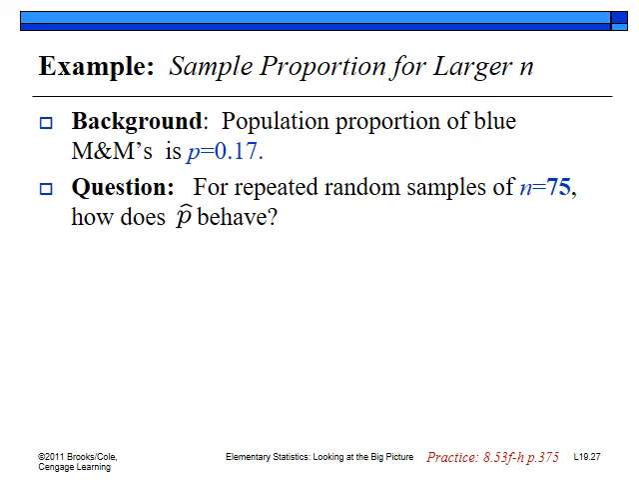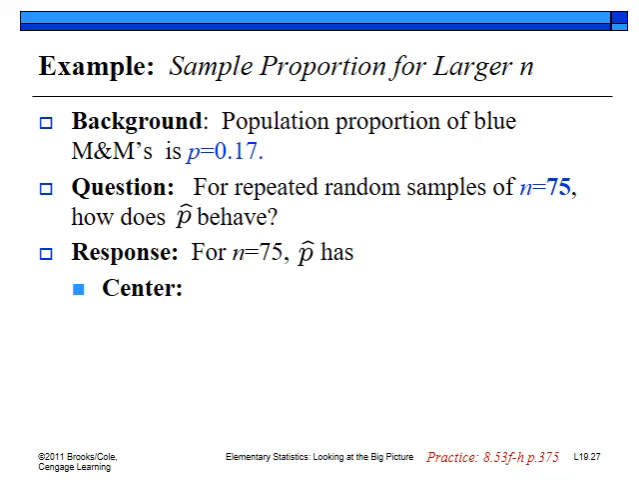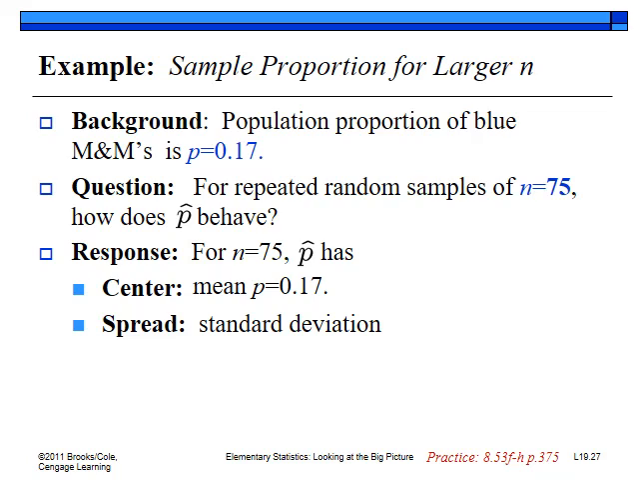What about if n equals 75? Well, I would expect p hat to have a distribution that was centered, again, at the population proportion, 0.17. Now, because n got bigger, I expect the standard deviation to get smaller, and sure enough, it does. It's now 0.043.